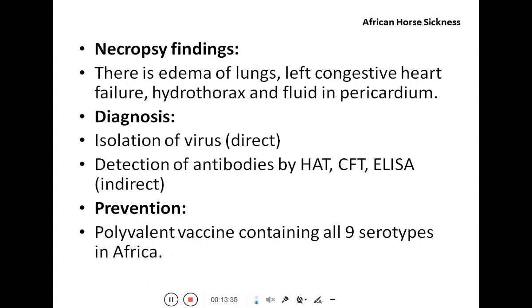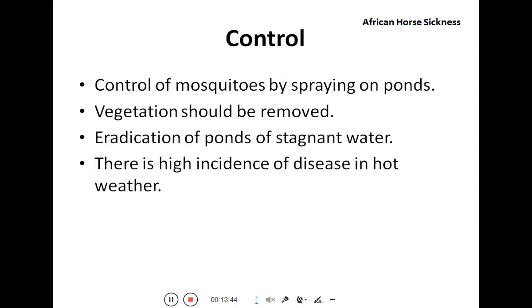For prevention of this disease, we can use the polyvalent vaccine containing all 9 serotypes in African territory. For control of this disease, mosquitoes must be controlled by spraying on the ponds. The vegetation should be removed, and ponds of stagnant water should be eradicated. There is a high incidence of disease in hot weather, so it must be controlled.